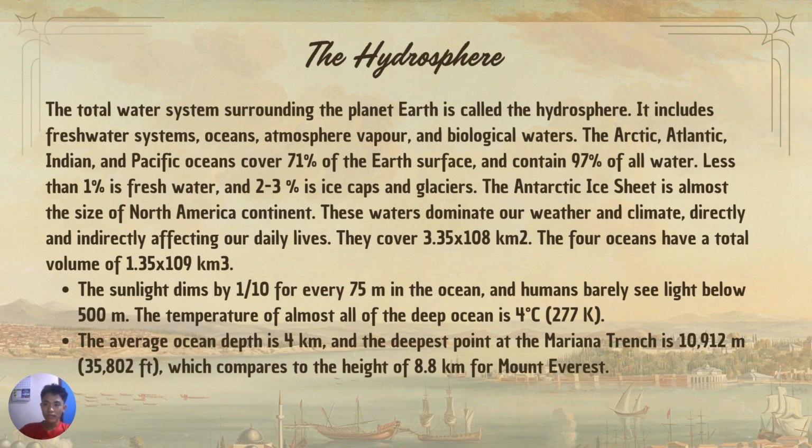The hydrosphere includes all Earth's water, with oceans covering 71% of the surface and holding 97% of the water. While freshwater accounts for less than 1%, oceans regulate climate and weather, with the Mariana Trench being the deepest point at 10,912 meters.